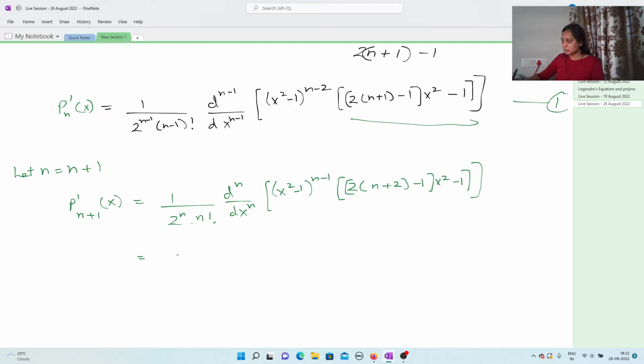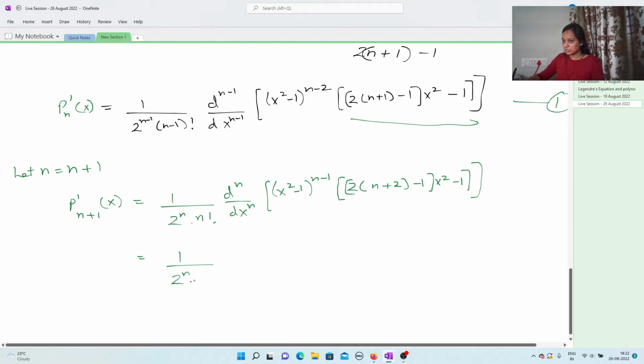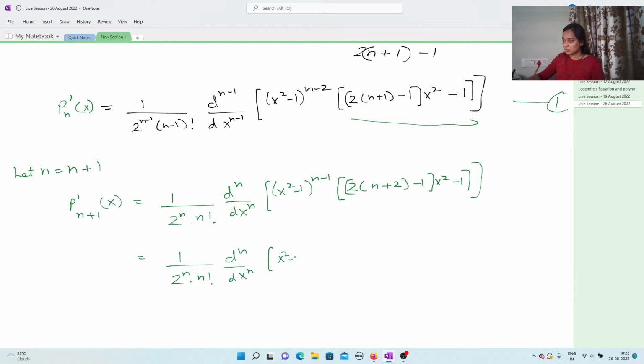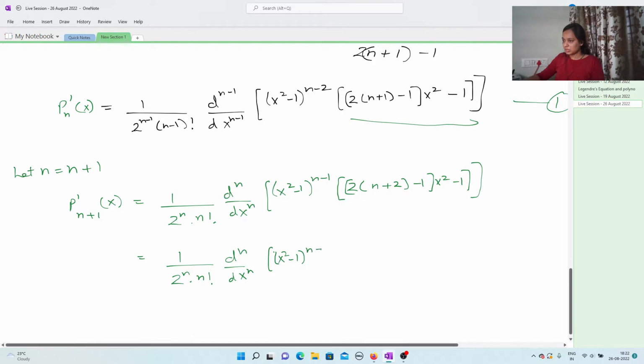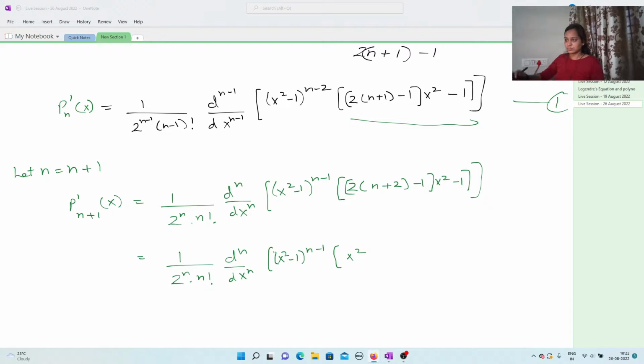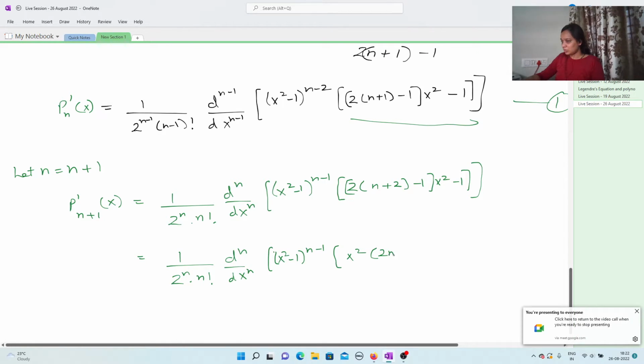So what will this be now? 1 over 2 to the power n into n factorial, d n over dx n, x square minus 1 to the power n minus 1, and we can write it as x square into 2n plus 1 minus 1.